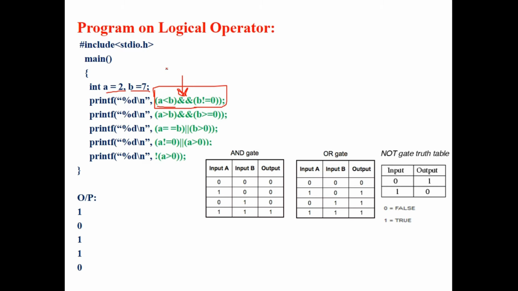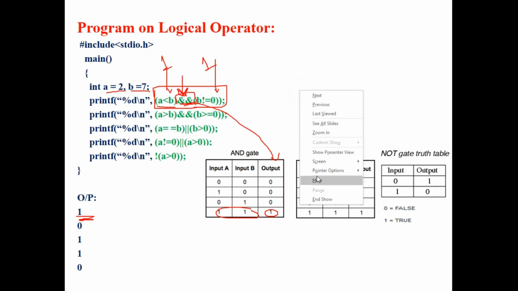Whether a is less than b, 2 is less than 7, yes, its logic value is 1. Whether b is not equal to 0, 7 is not equal to 0, yes, its logic value is 1, and we will look at this AND gate. The logical value of AND will be 1 only when all the inputs are 1. So here both operand values on both sides are 1, so you will get the output as 1.